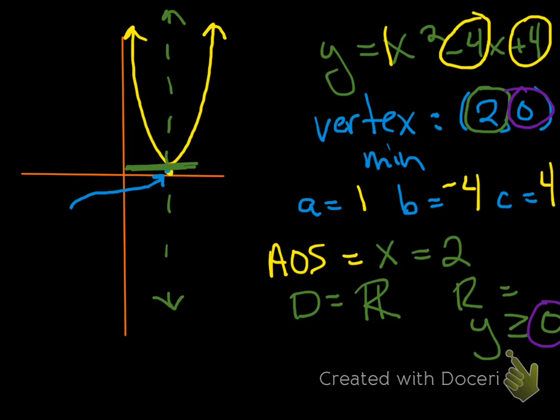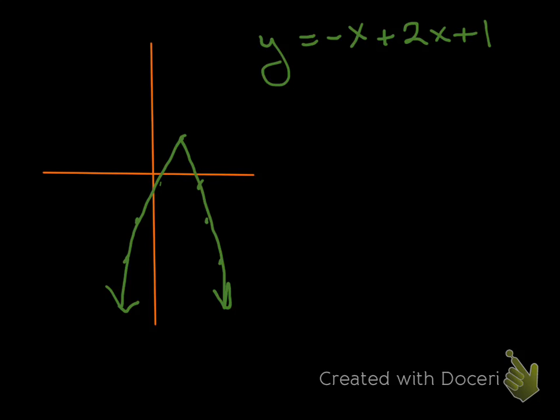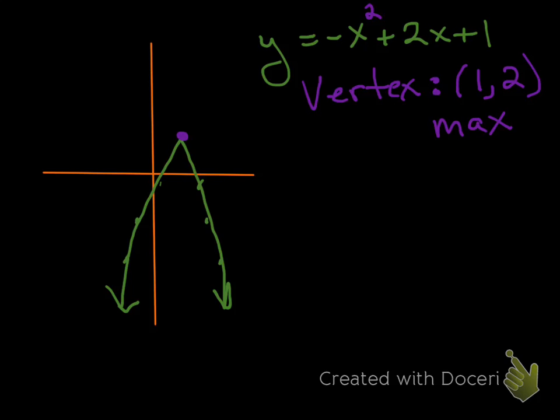Alright, let's try another one. Here's our next one. We've got y equals negative x squared plus 2x plus 1. First thing is the vertex. Remember, the vertex is always the minimum or maximum point. So the vertex is actually a maximum, and when you look at those points, you get (1, 2).